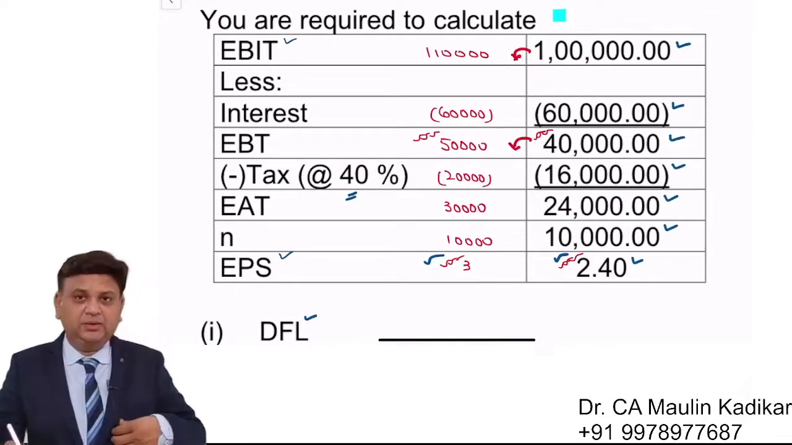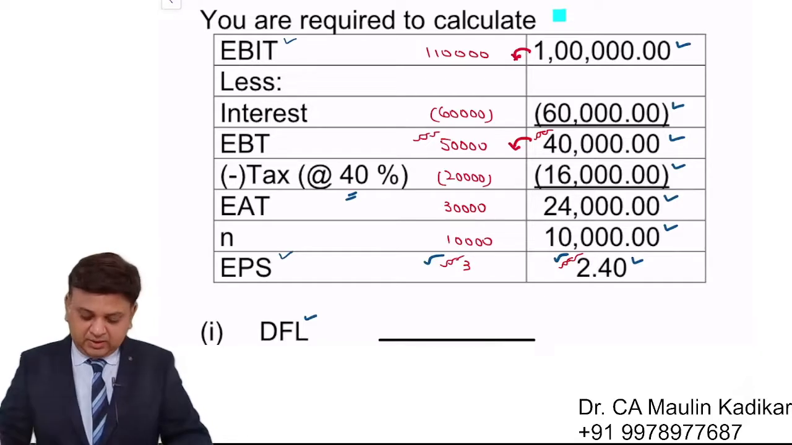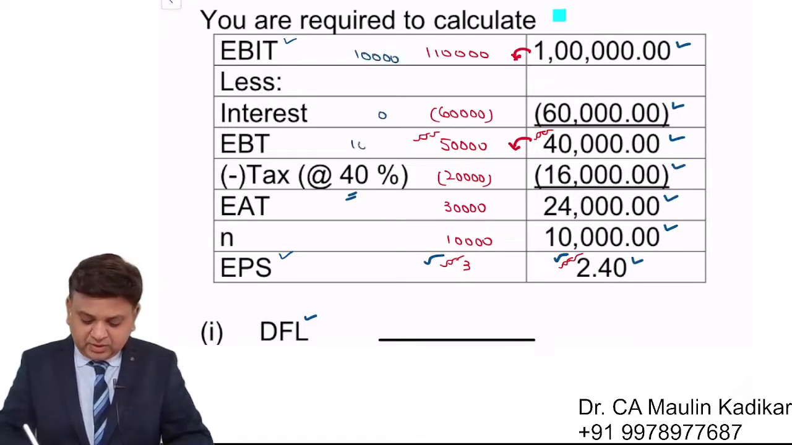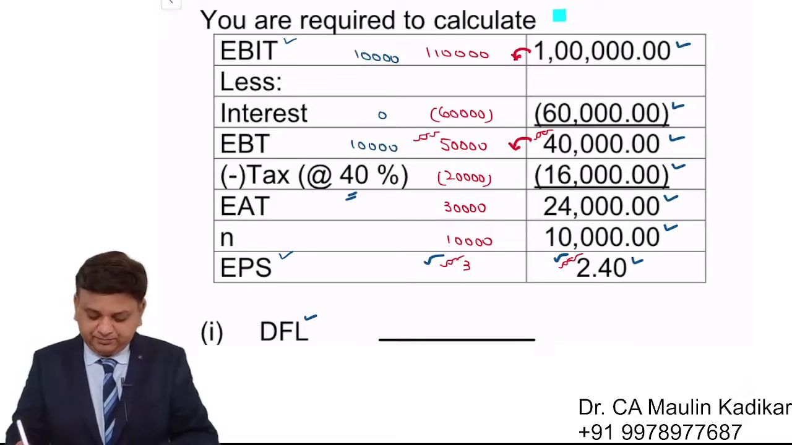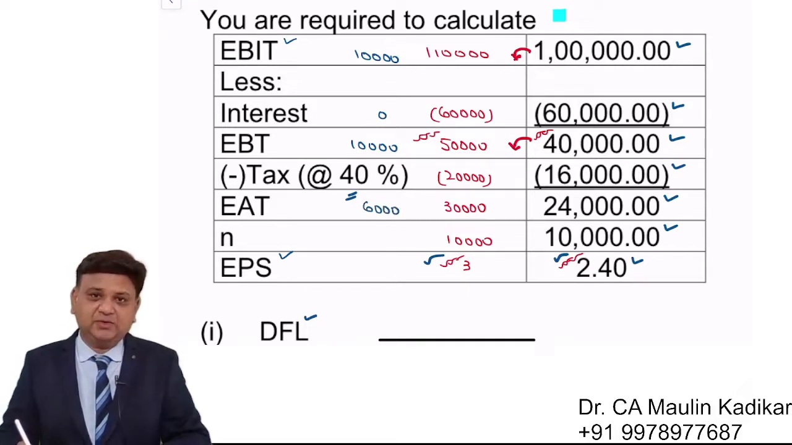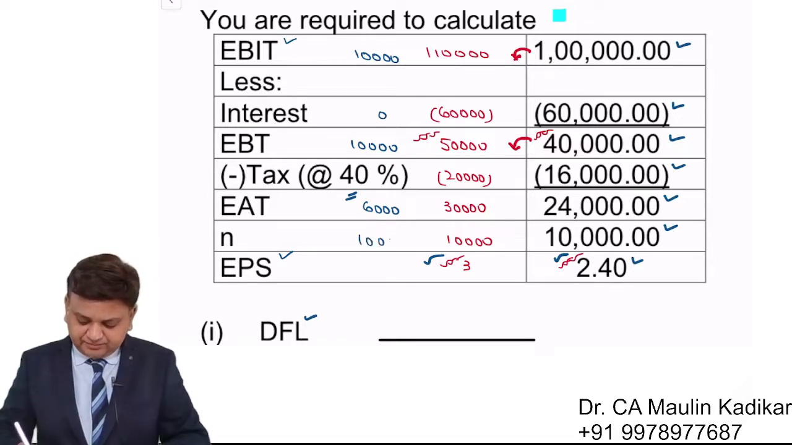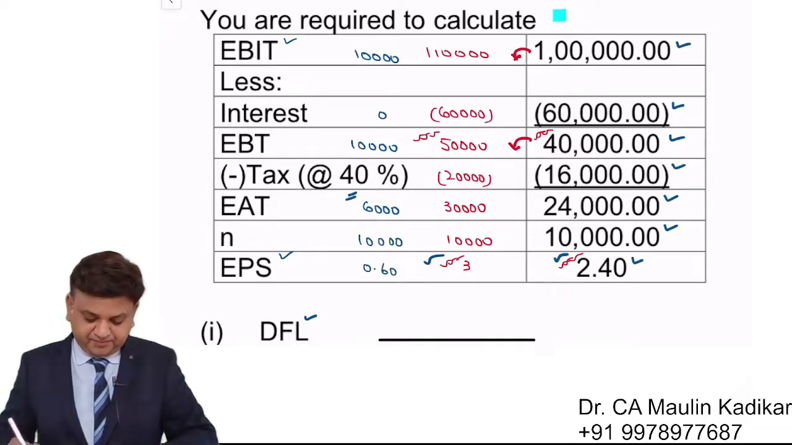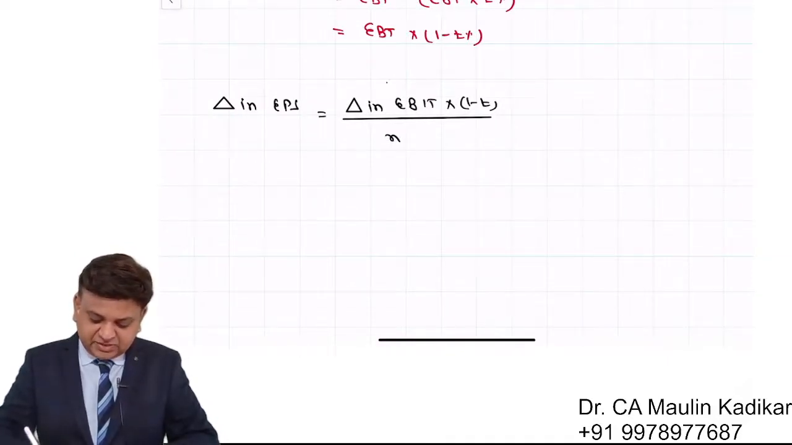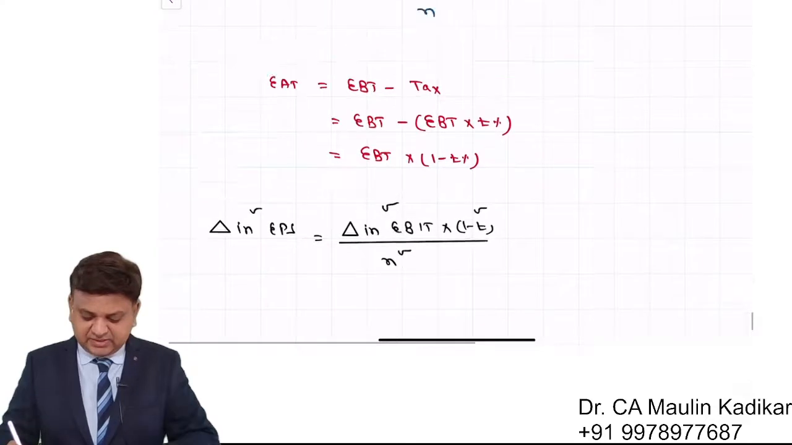You can see, friends, over here there is a change in the EBIT by 10,000. There is no change in the interest. So in turn, there is a change in EBT by 10,000. You pay tax on that, 4,000. So there is a change in the earning after taxes by 6,000, divided by 10,000. And we understand that the EPS increases by 60 paise. So the same concept is applicable over here. We understand that change in EBIT into 1 minus tax rate divided by number of shares is change in EPS.